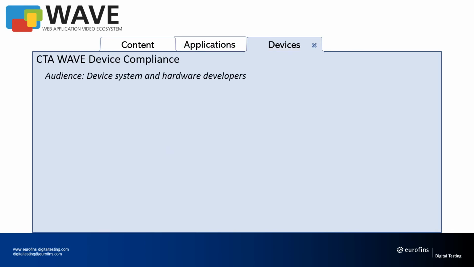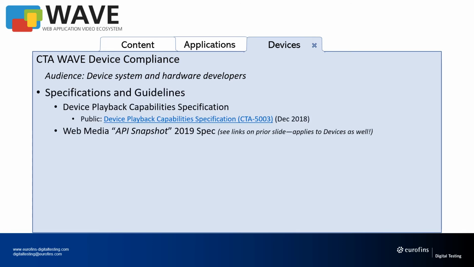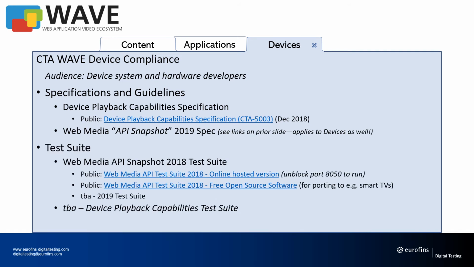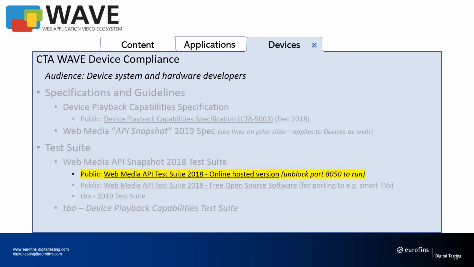For component and device manufacturers, there are further tools. Again, here are the links to the relevant WAVE specifications, and note that the Web Media API snapshot, as described in previous slides, is applicable to devices as well as the device playback capability specification. The first tool applicable to devices is the Web Media API Test Suite, available again as a hosted service or as source code to be used locally. Let's have a closer look at this tool as well.